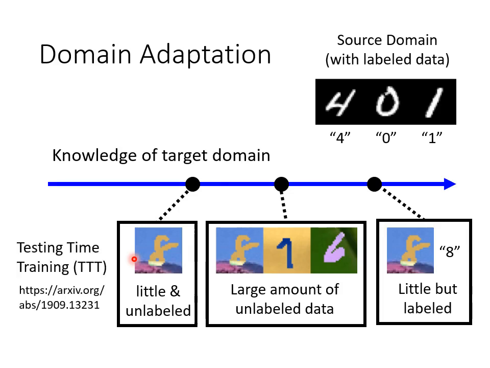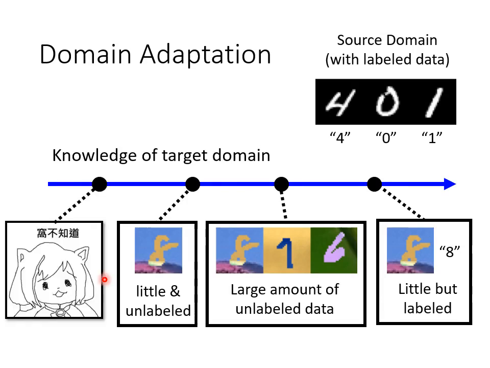It's not impossible to do. There is a method called testing time training, abbreviated as TTT. We attach the link here for your reference. Testing time training deals with the following situation: assuming there is no label in my target domain, and there is only one image. Testing time training provides a solution in this situation. But, there is actually a more severe situation. This situation is, if we don't know anything about the target domain, what should we do?